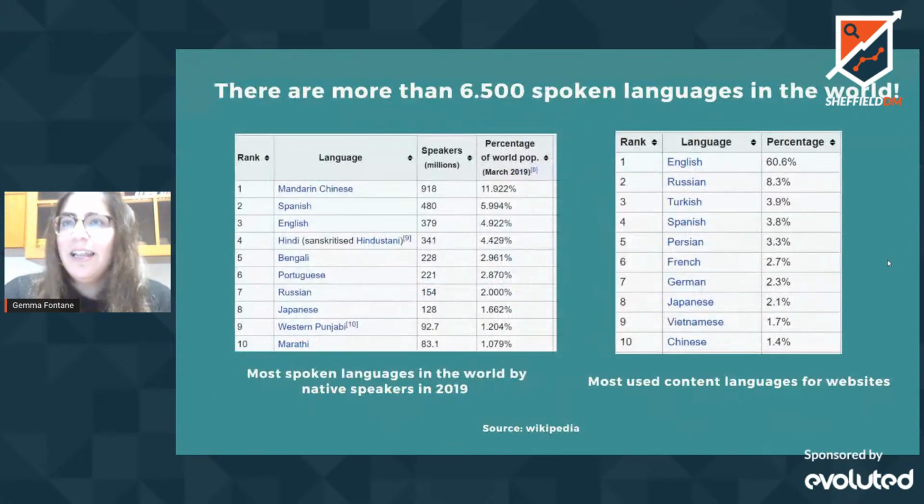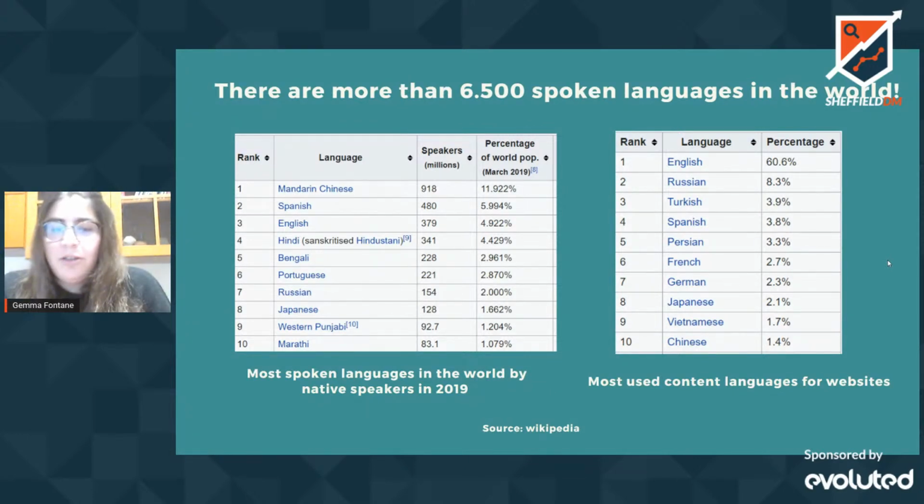Okay, let's go then. What's the first thing that we need to take into mind before starting an international SEO strategy? Well, first of all, there are more than 6,000 spoken languages in the world. It's true that some of them are not spoken by a lot of people, but we have a lot to choose from if we want to start our international SEO strategy.